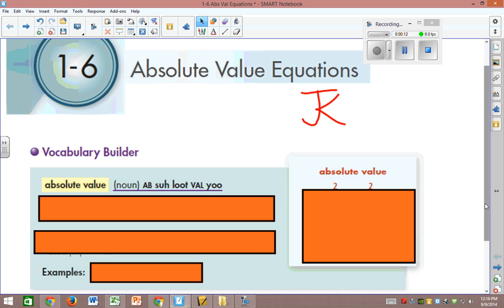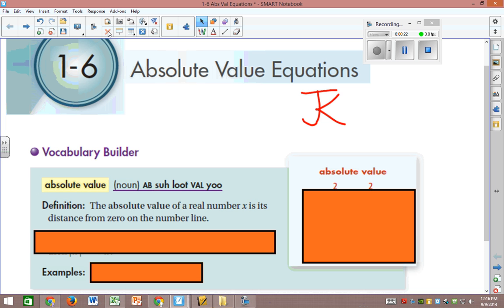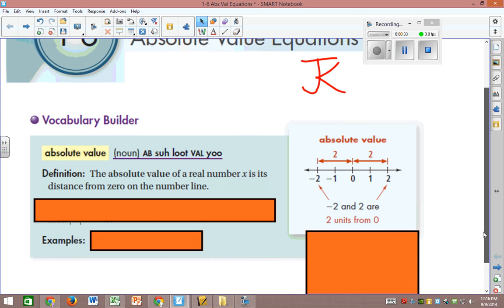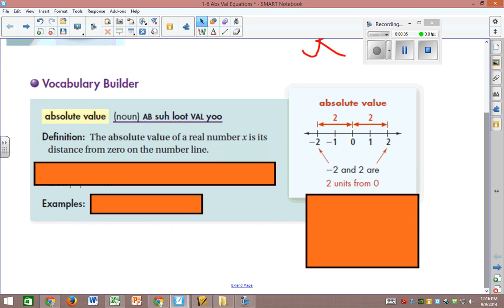Alright, today we're going to talk about absolute value. We're going to build your vocabulary here. Absolute value. So, definition: it's a real number's distance from zero. Look at the little example over here. We have positive 2 and negative 2, but they're both just plain old 2 from 0.